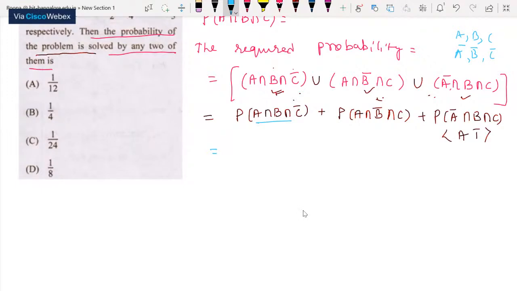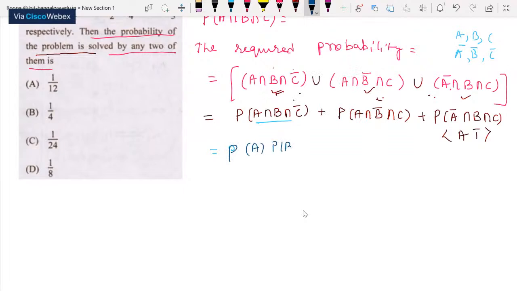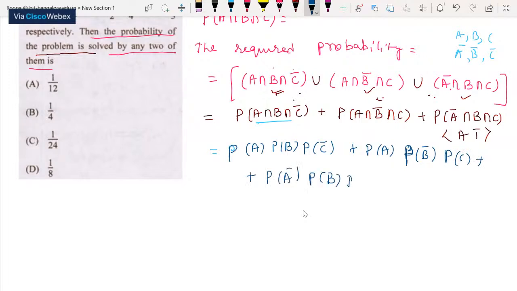Therefore, from the multiplication theorem, this can be written as probability of A into probability of B into probability of C complement, plus probability of A into probability of B complement into probability of C, plus probability of A complement into probability of B into probability of C. This is from the multiplication theorem.